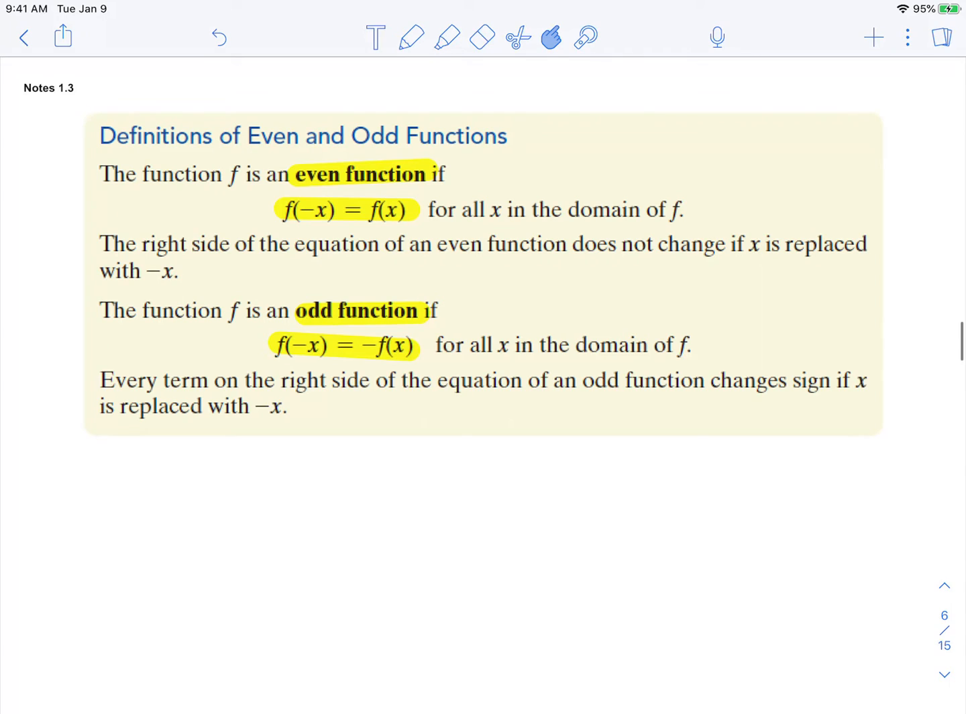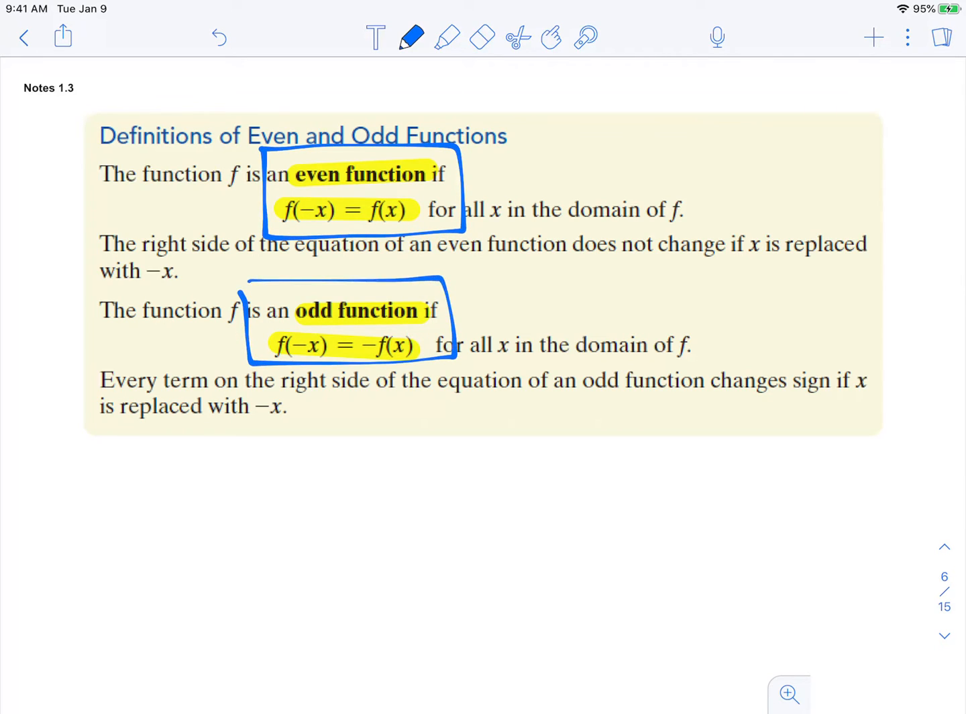All right, even and odd functions. How you test if you have an even function is you evaluate the function for negative x, and if you get your original function back, it's considered even. If you have an odd function, you evaluate the function at negative x and get the negative of the original. What I've highlighted here in yellow helps us to identify symmetry in our graph.